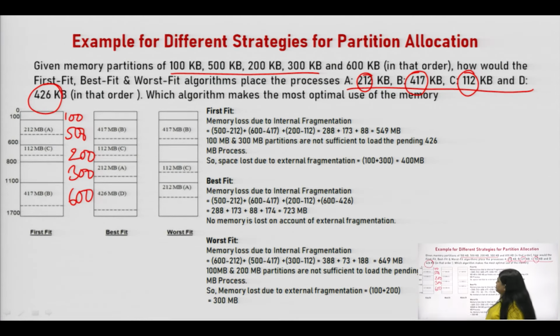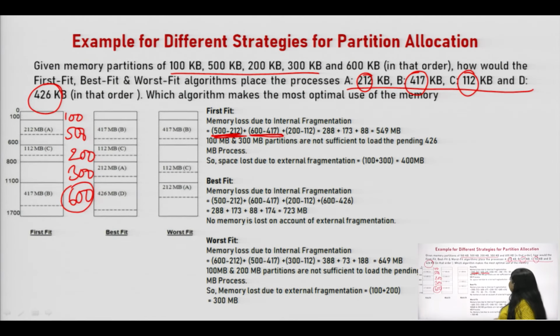The first requirement was 212, which cannot be satisfied by the 100 KB block. So, we have placed it in the 500 KB block. Over here you can see the first internal fragmentation is 500 minus 212. Next we have 417. Now, 417 cannot go into any of these because the 500 block has already been used by process A. So, it has to go into the 600 KB block, and the internal fragmentation is 600 minus 417.